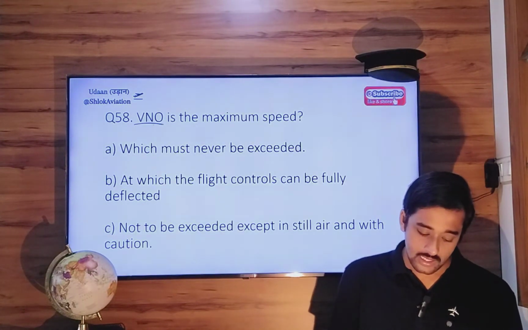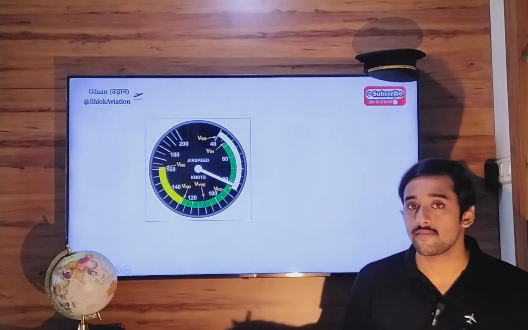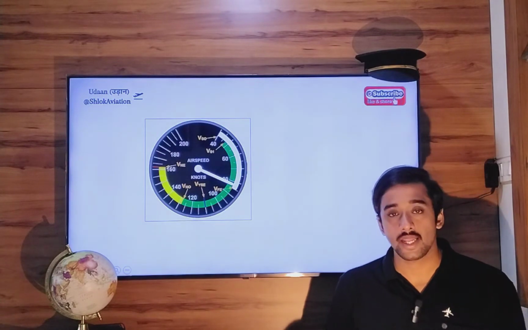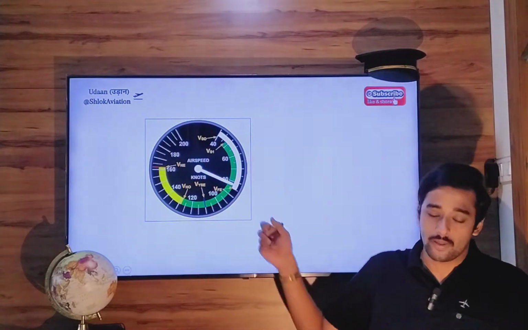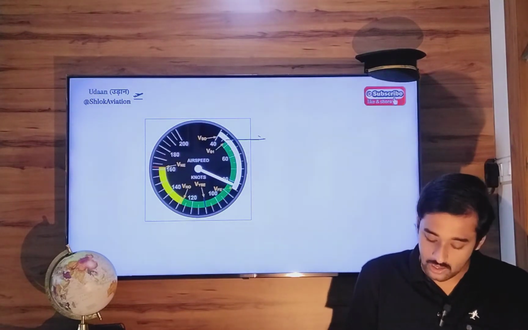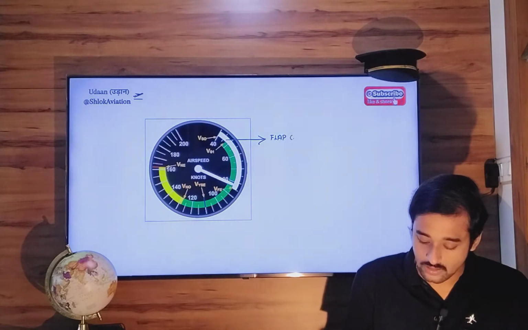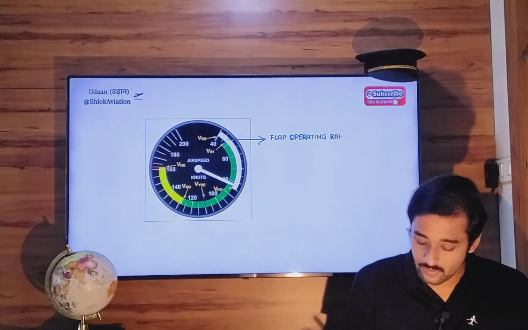VNO is the maximum speed. So this is your airspeed indicator. You have four different colors here: white, green, yellow, and red. Now this white arc is called the flap operating range.